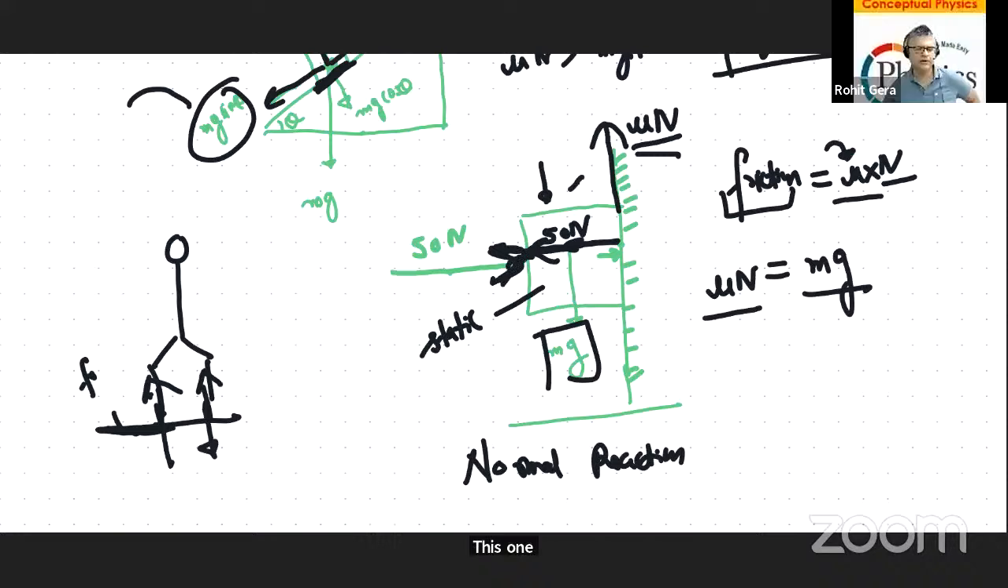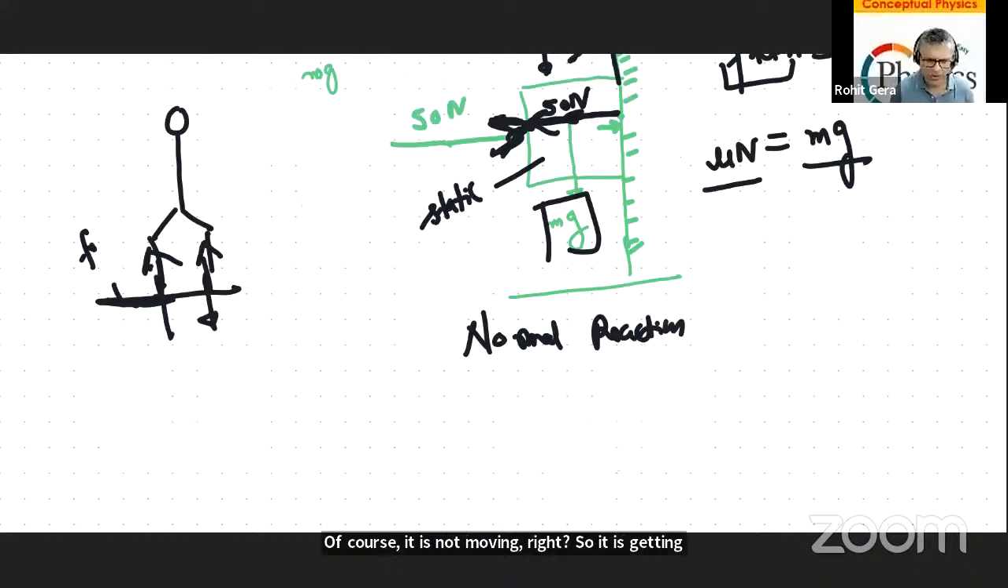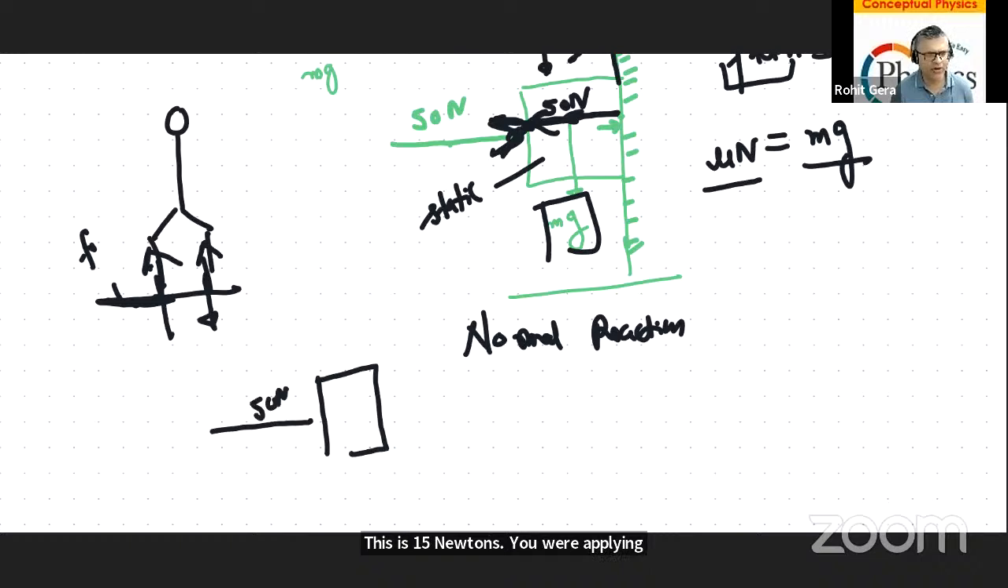Of course it is not moving, right? So it is getting balanced. Look at the concept. This is 50 newtons. You are applying a 50 newton force from here. The wall is giving it back a normal reaction of 50. So what happens to this? 50 on both the sides, right?